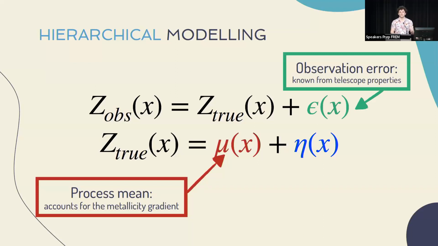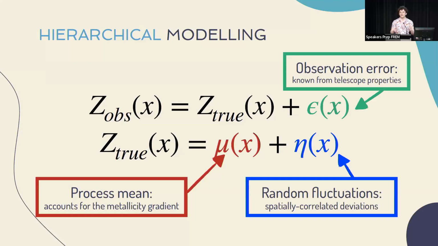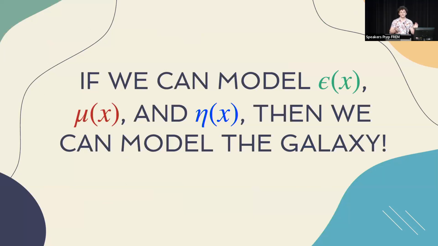On top of that mean trend, there should also be these random fluctuations. So these aren't error, these are real. These are deviations from the metallicity trend caused by local features, things like recent gas infall, recent gas enrichment, turbulent mixing, things like that, that exist within our data that we want to see. So if we can model these three things, if we can see how the small scale structure, the large scale structure, and this error behaves, then we can construct better, more informative models of the metallicity distribution within these galaxies.